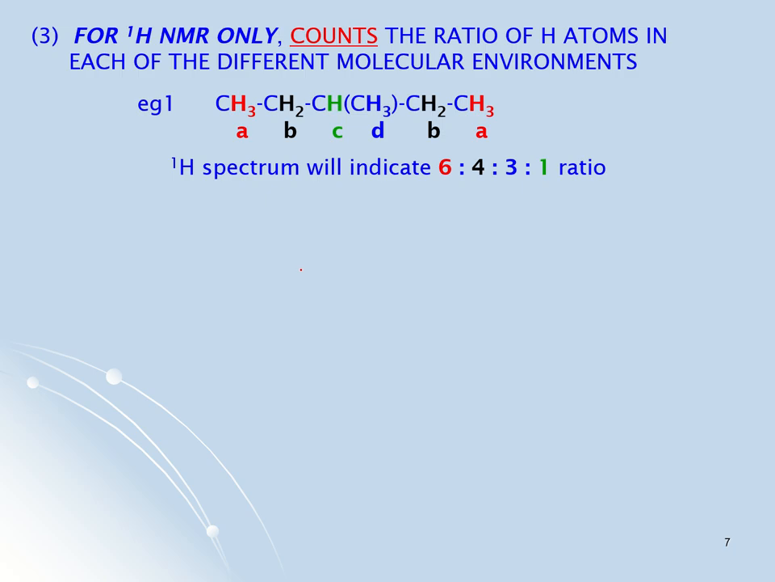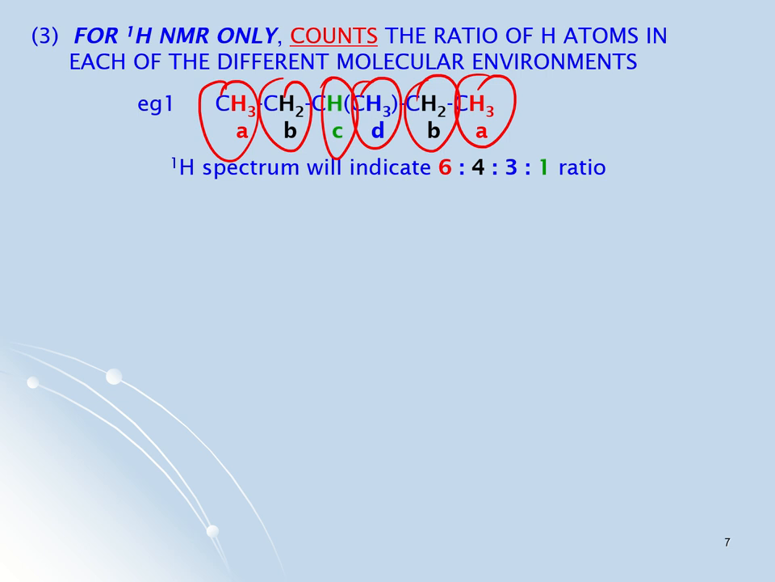And that tells me in one of my environments, so A, obviously, I have 6 protons. In another environment, which is of course B, I have 4 protons. In a next environment, which is going to be D, I have 3 protons, and then there's another environment in there, which is 1 proton.